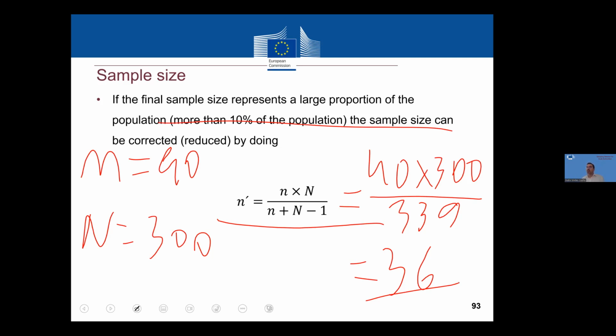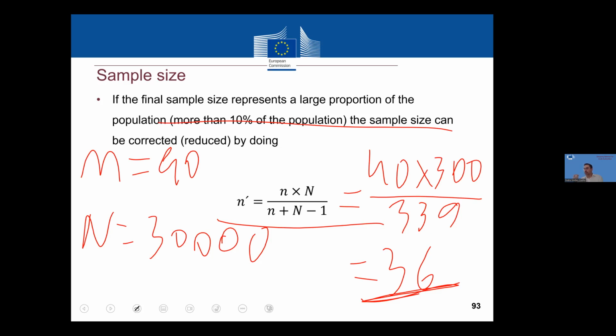Of course, if your population size is 3,000 operations or 30,000 operations, this almost does not have an impact on your sample size, and your sample size will always be 40. But for smaller populations, as in my example, you can still save a little bit of sample size by doing this manual fine-tuning.